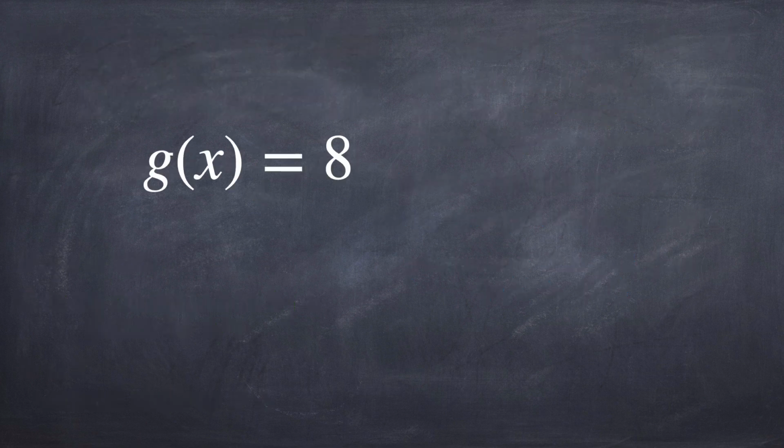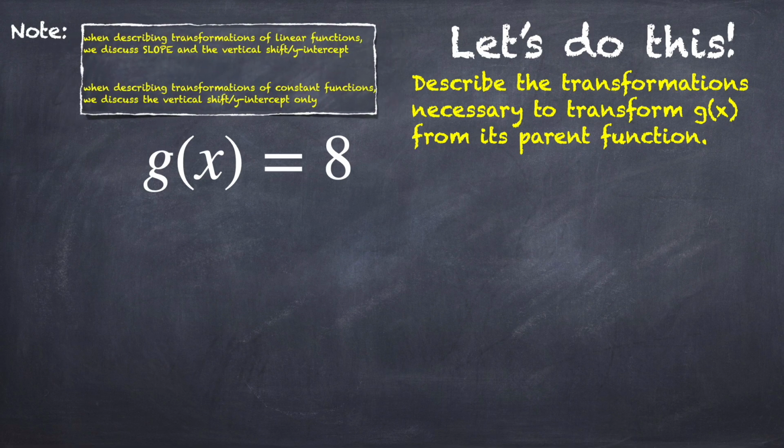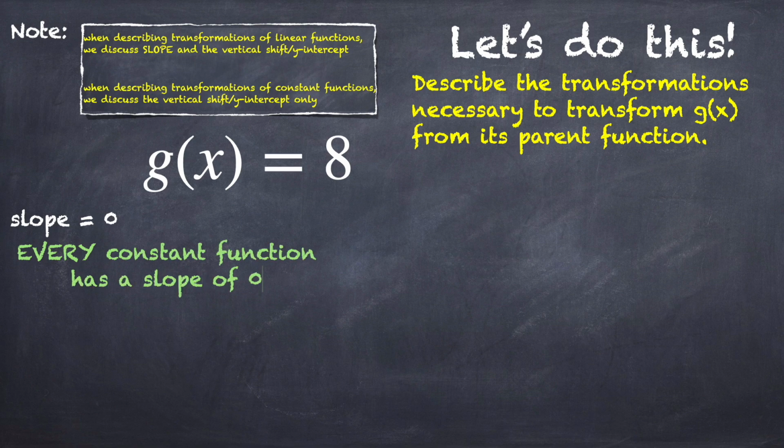This next one, we're going to do this one as well. Okay, g of x equals 8. We're going to describe the transformations. This is a constant function. That means I have a 0 slope. I just go left and right. Okay, so slope is 0. Every single constant function has a slope of 0. Okay, my k is 8. In other words, it's going to go through 0, 8.